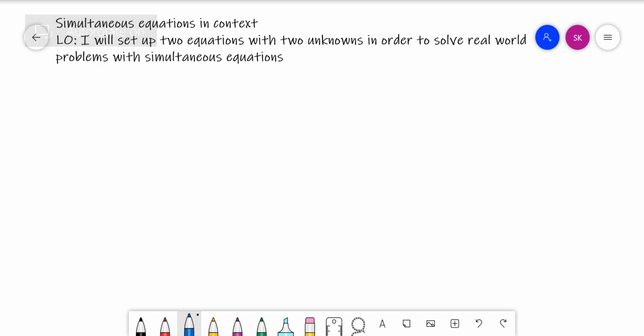Hiya, it's Mr. Kempner. Got another lesson. Simultaneous equations in context, and specifically in real world context, which means real world situations.